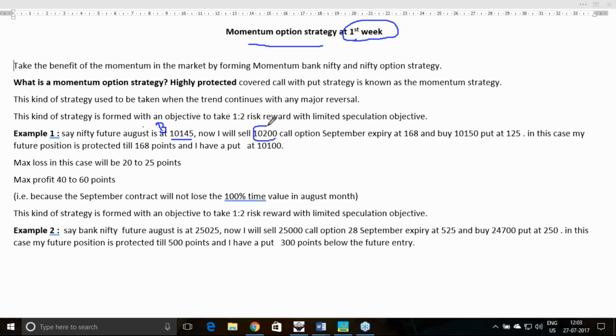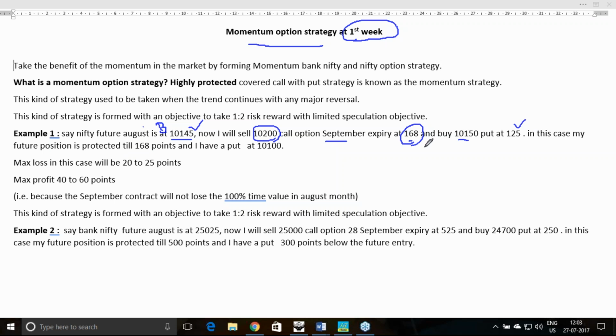The 150 strike also comes, which is 10,150, but it is slightly illiquid in September. So I am going for 10,200. The 200 call option I will be selling at 168; at the time I was drafting this, it was trading at 168. And at the same time you can buy one just in the money or at the money option of the current month, August, which was trading at 125.